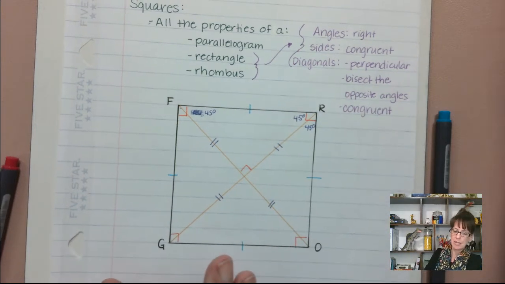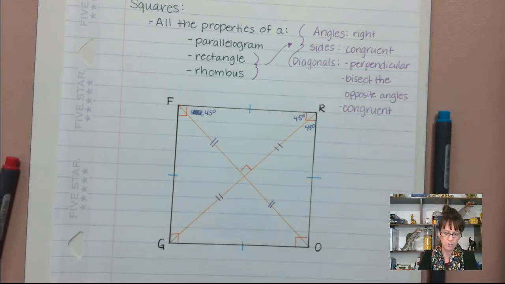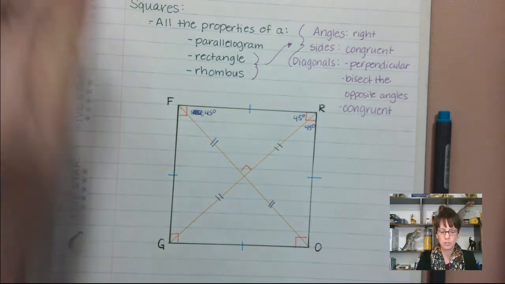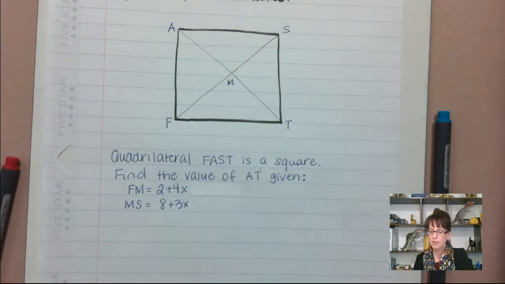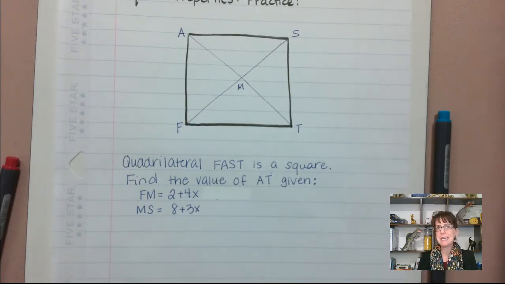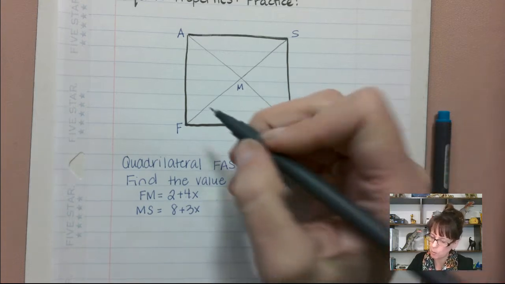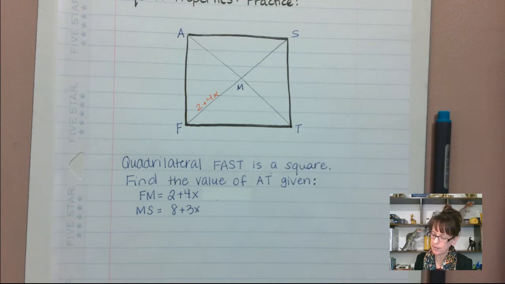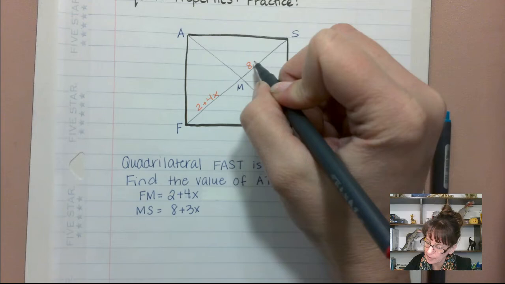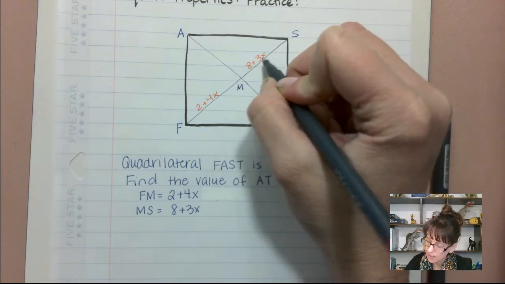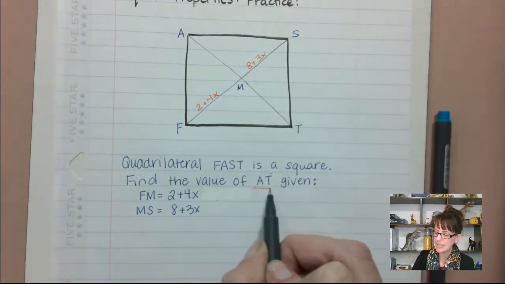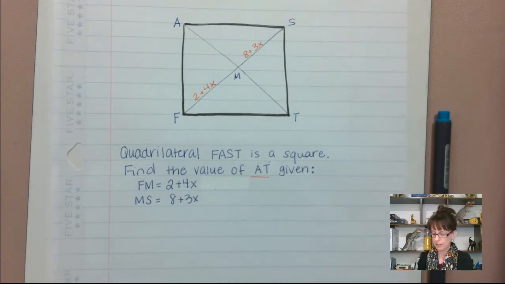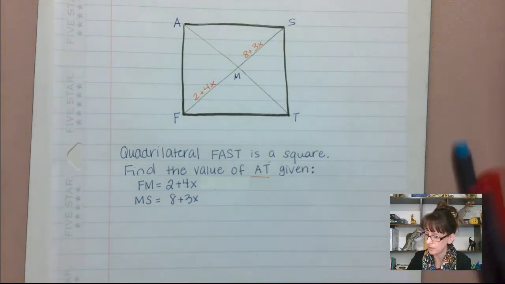So let's take a moment and practice the properties of squares. All right, so grab your notebook, draw a square, and let's talk about this right here. Quadrilateral FAST is a square. We know FM is 2 plus 4x. And we know that MS is 8 plus 3x. Find the value of AT given this information. Okay, so let's take a minute and write that all down.